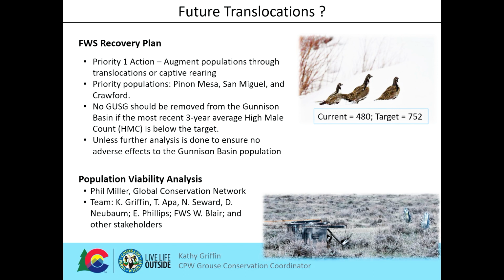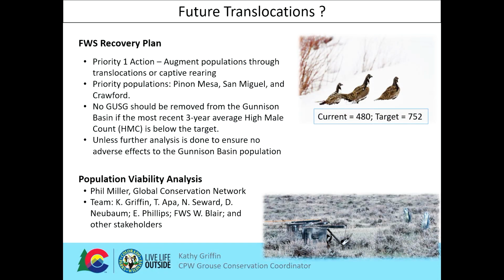So CPW has contracted with Phil Miller of the Global Conservation Network. He has worked on both Greater and Gunnison's population viability analyses in the past. He conducted the first PVA for Gunnison sage-grouse that's found in the 2005 Range-Wide Conservation Plan. And he's also helped the Fish and Wildlife Service on their recent PVA that's included in the recovery plan.